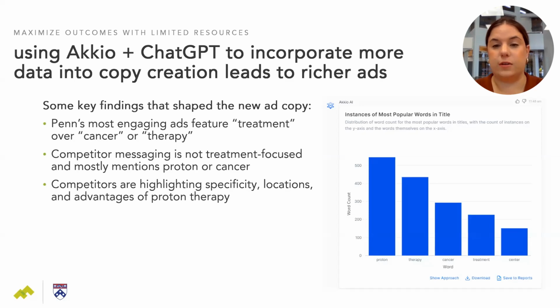So in this case, it generated a little visual for us to recap what we were seeing in terms of the most common words used in the copy. And what we saw is that, for example, Penn's most engaging ads, looking at performance, featured the word treatment over just talking about cancer or therapy. But competitor messaging was not really treatment focused. They were focusing mostly on proton or cancer, which makes sense. But that helped us find a place where we were already standing out and seeing some success. And so we were able to take that insight and build upon it in the copy that we generated.